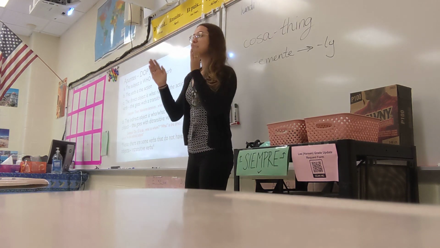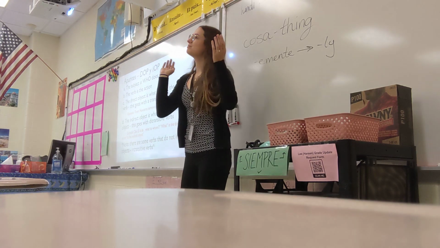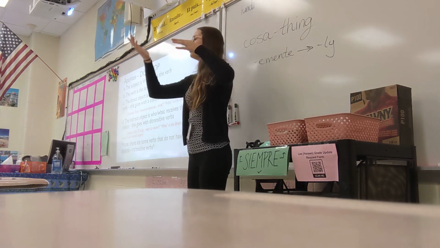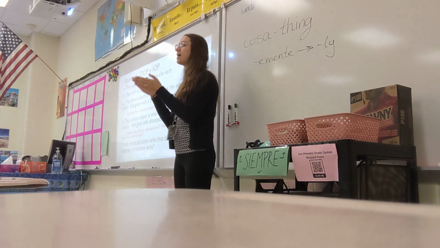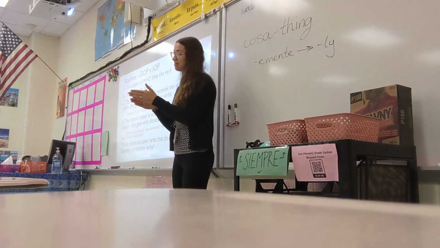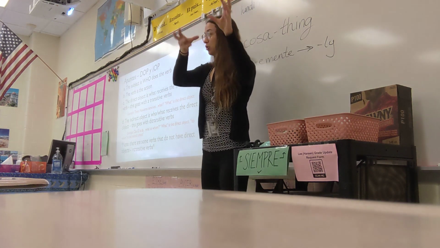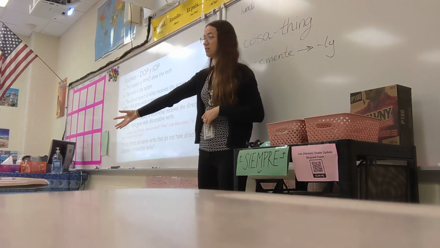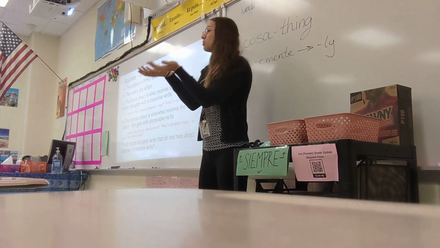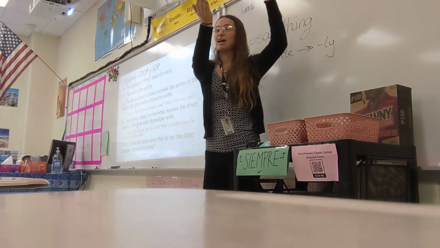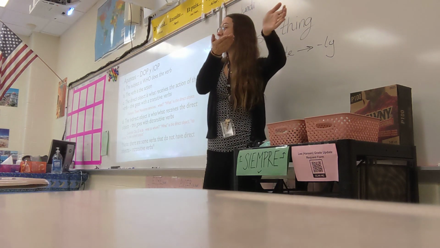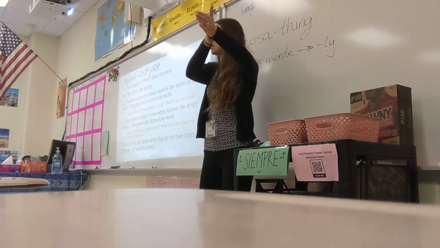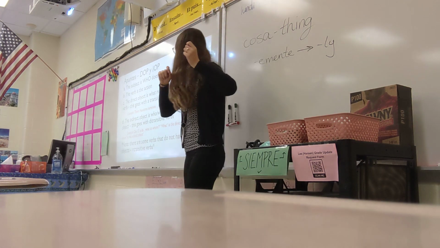So if I said he gives the present to his grandma, the present is what is being given, and his grandma is who receives the present. So we have he is the subject, gives is the verb, the present is the direct object, it's being given, and to his grandma is the indirect object because she receives the direct object, which is the present.